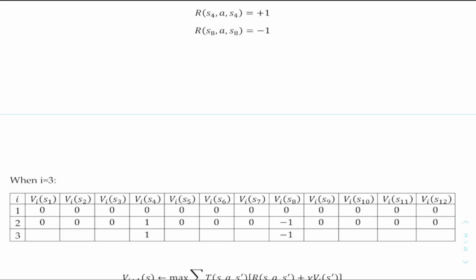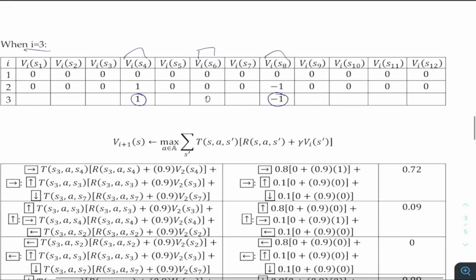Okay, so iteration number 3. Here we already have these two rows given, and in iteration number 3 we need to find each one of the entries. Since S4 and S8 are the terminal states, we just directly write their rewards. And since S6 is the wall, we just write 0, we ignore it. Only S3, only this part will not be 0, other ones will be 0. You can just take my word for it, and I'm going to show you why that is the case.